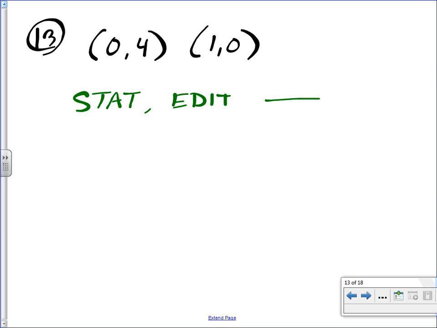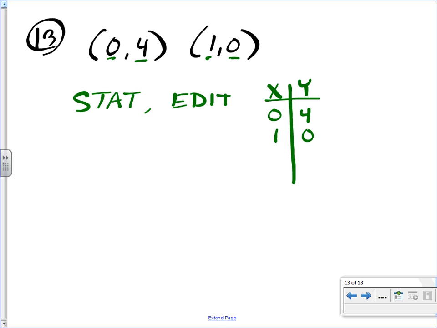Underneath the x column, you've got 2 columns, an x and a y. Underneath the x column, we're going to put these x's right here, 0 and 1. And underneath the y column, we're going to put a 4 and a 0. So all we're doing right now is plugging in the ordered pairs. Put that in your table. Once you've got it in your table, we need a clear screen. To get a clear screen, we're going to go to second mode. Nice clean screen.